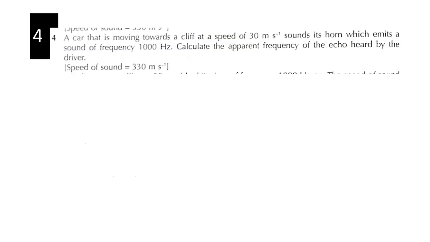A car is moving towards a cliff at a speed of 30 meters per second. Its horn emits a sound wave of 1000 Hz. Calculate the apparent frequency of the echo heard by the driver. Okay, calculate this one. Now it's your time to try.